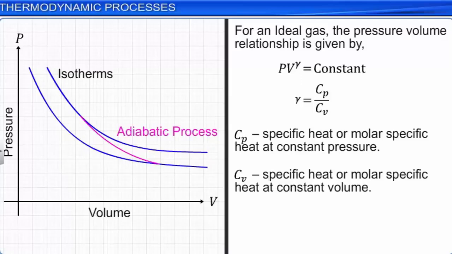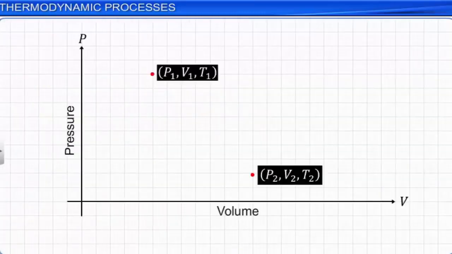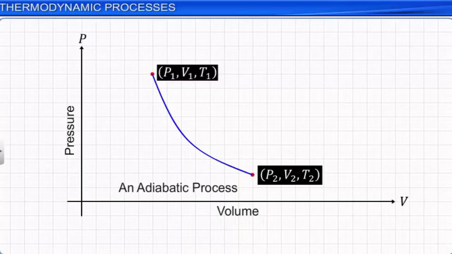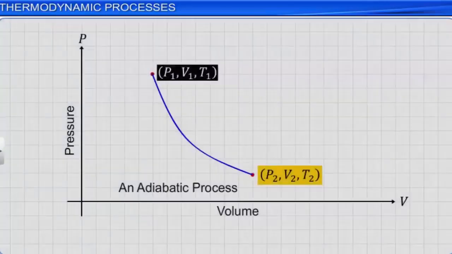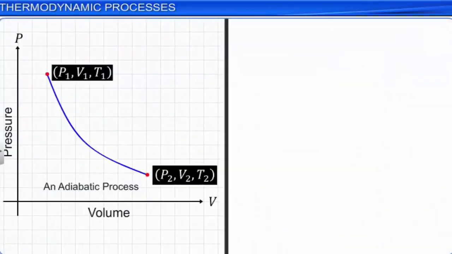Let us find an expression for the work done by an ideal gas in an adiabatic process that takes it from an initial state P1V1T1 to a final state P2V2T2. The general expression for the work done is W is equal to integral V1 to V2 P dV. Let this be equation 1.